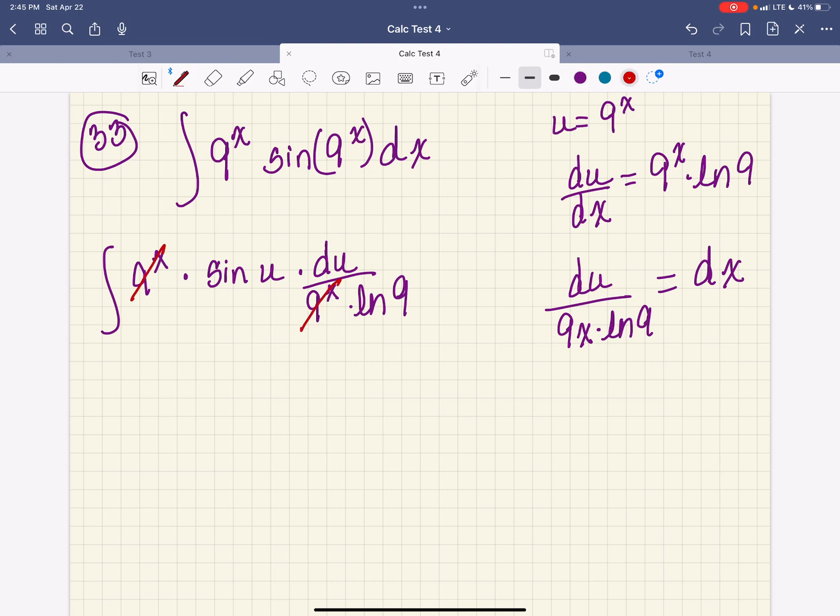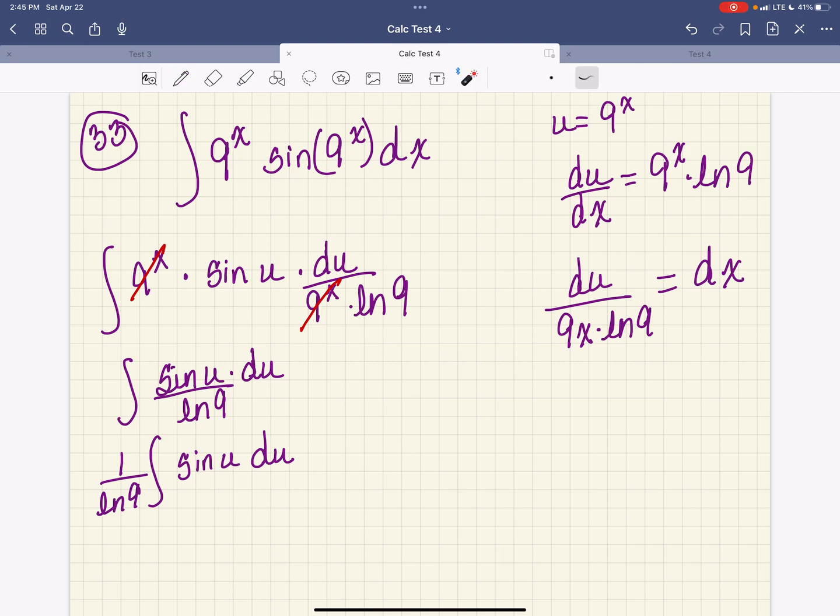I'm going to cancel these two right here, and then I am left with the integration of sine of u du over the natural log of 9. Now, the natural log of 9 is a constant. It's not the natural log of x, it's the natural log of 9. If we plug that into our calculator, that gives us a constant, so I can take that out. I can do 1 over the natural log of 9 times the integration of sine u du.